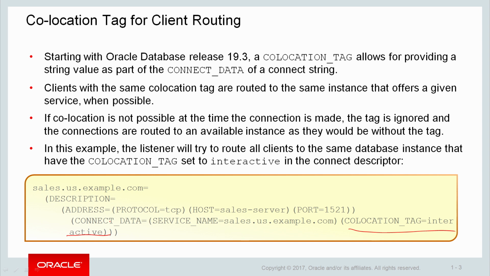So if colocation is not possible at the time the connection is made, the tag is ignored, and the connections are routed to an available instance as they would be without the tag. In this example, a listener will try to route all clients to the same database instance that have the colocation tag set to interactive in the connect descriptor. So the clients who are accessing the same data again and again and again should be on the same instance, reducing the amount of traffic across the interconnect.